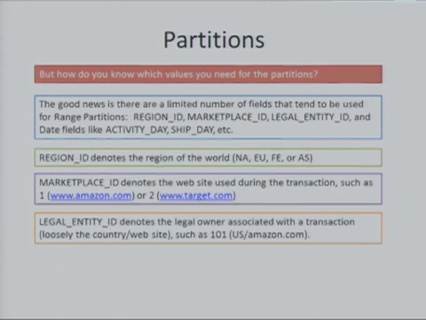So 101 is the legal entity ID for the US, for example. The good news is all three of them have really great wikis. So search for region ID or marketplace ID or legal entity ID, and you'll get, bam, here are all the values and what they mean. And so it's easy to figure out what values to put in your query.